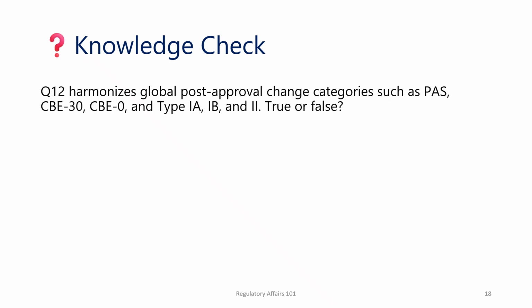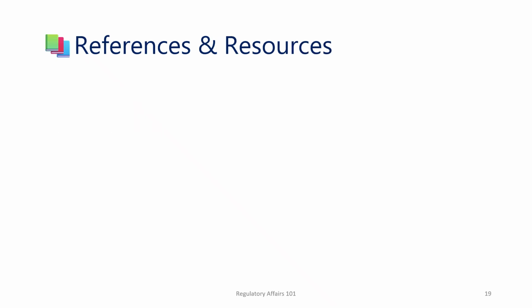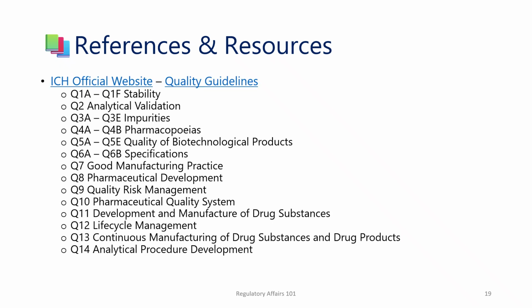And the correct answer is true. Q12 is designed to bring consistency across regions by defining how post-approval changes should be categorized and managed. This includes FDA categories like PAS, CBE 30, CBE 0, and EMA categories like Type IA, 1B, and 2 variations. If you want to explore any guideline in detail, all official documents are available on the ICH website.